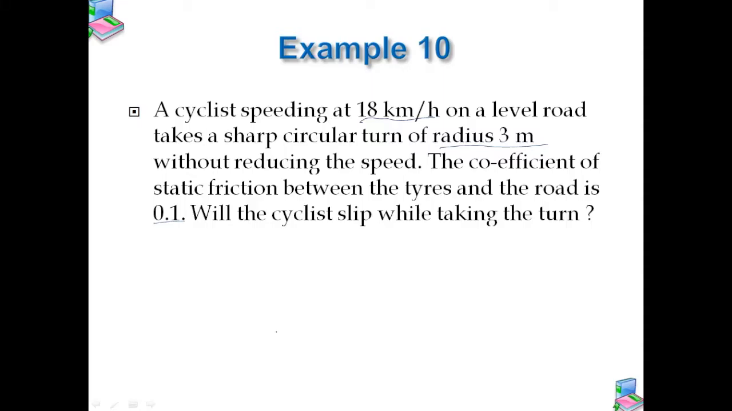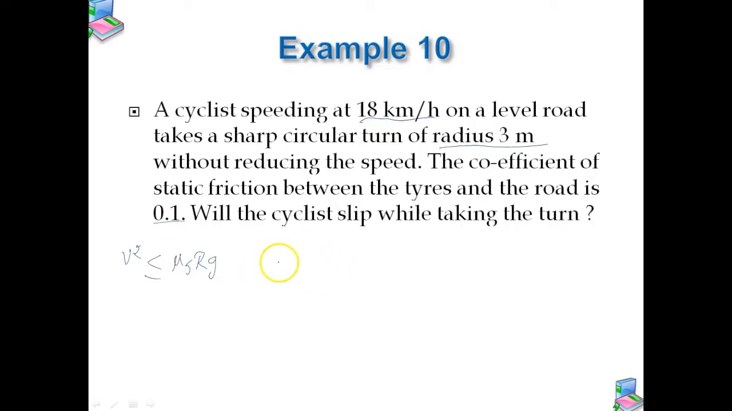So this is an unbanked road, isn't it? Because they have given in the question clearly that it is a leveled road, frictional force alone can provide the necessary centripetal force needed to keep the cyclist moving on a circular turn without slipping. If the speed is too large or if the turn is too sharp, friction is not sufficient to provide the necessary centripetal force and the cyclist slips in those two cases. So the condition for the cyclist not to slip is given. We already studied this condition. That is, v square must be less than or equal to mu s into Rg.